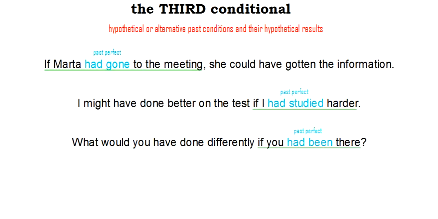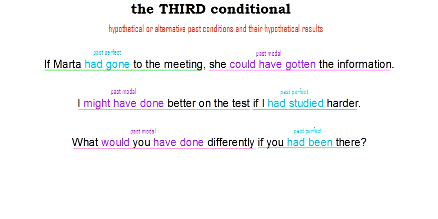In the condition, we have the past perfect. And this is something that never happened in the past. But I'm imagining what if this had occurred in the past and what the result would have been. If you look at the result, I'm using a past modal. A past modal is a modal and have and then a past participle.